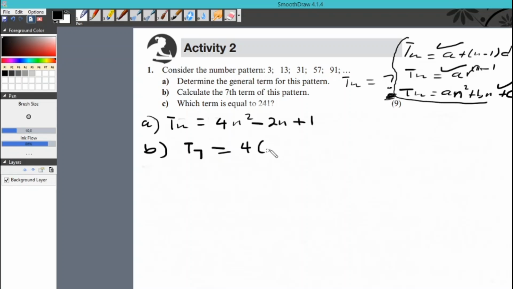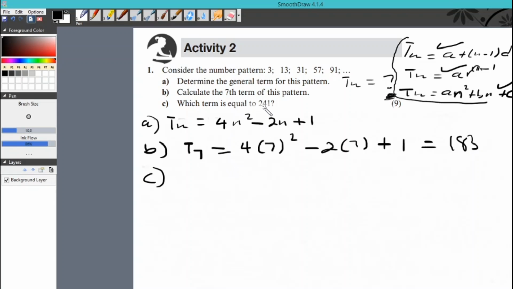So T7 is equal to 4 times 7 squared minus 2 times 7 plus 1. So T7 is 183. Term number 7 is 183.